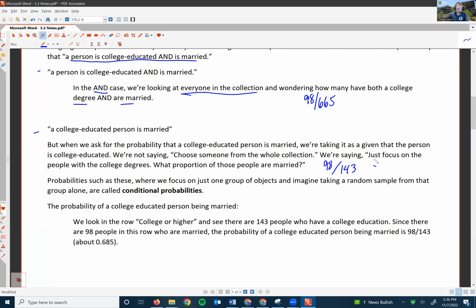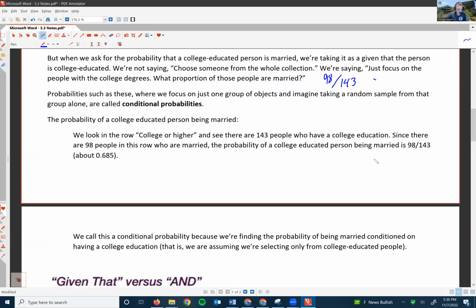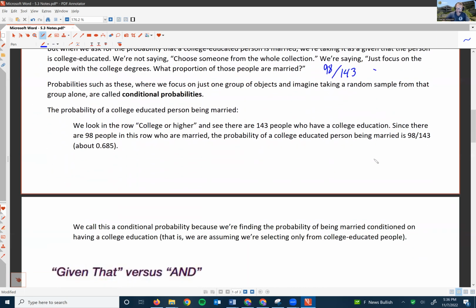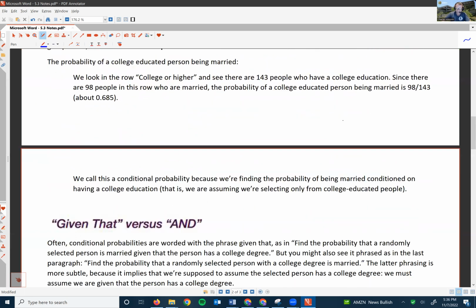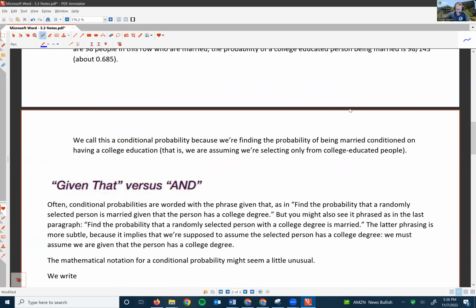We call this a conditional probability because we're finding the probability of being married conditioned on the fact that they have a college education. That is, we're assuming we're only selecting from the college educated people. So it's under the condition that they're college educated. So let's look at that word given that versus and.